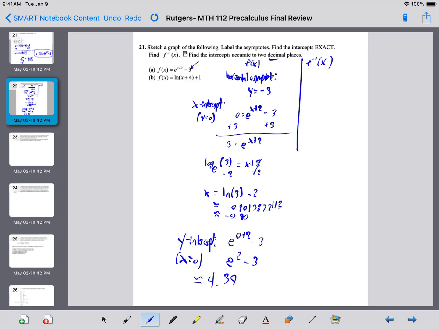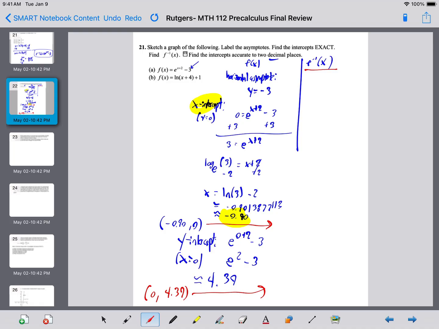So let's think about what an x-intercept is. An x-intercept, this point, is where y equals 0. So this point is negative 0.90, 0. Same thing for this y-intercept. That is where x equals 0. So it's 0, 4.39. Now, we are still going to find the inverse. But think about what an inverse is. You're switching x and y. That's why it reflects over the line y equals x.